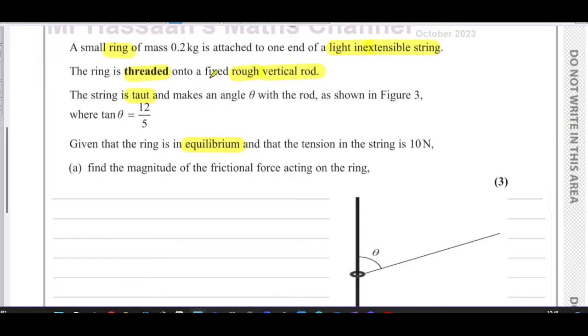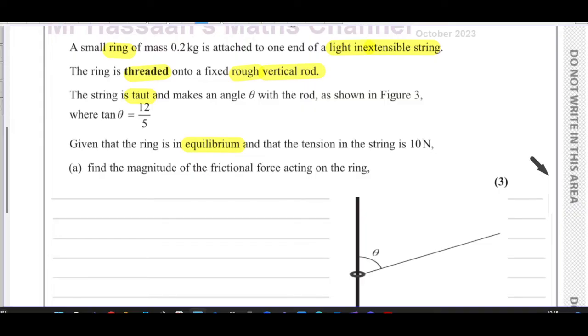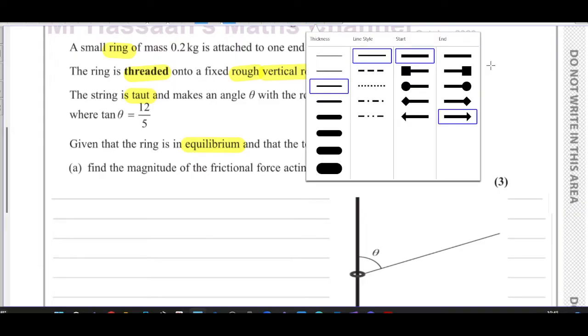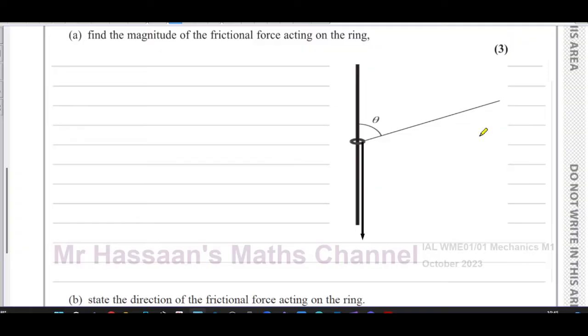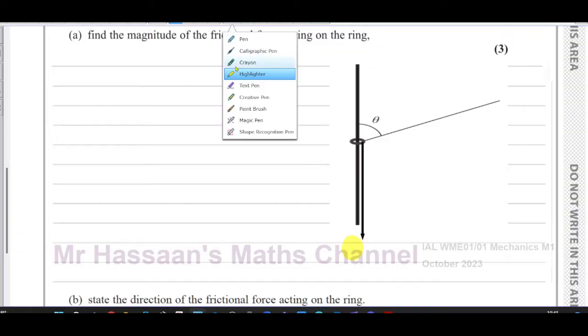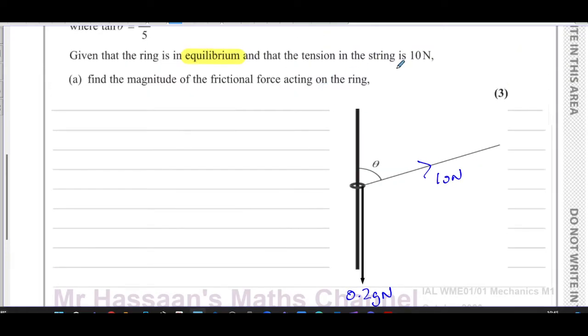So first of all, let's look at some of the forces acting on the ring. You have its own weight, which acts vertically downwards. So the weight of the ring is acting down, and that's 0.2g newtons. We also have the tension acting in the string, which they told us is 10 newtons.